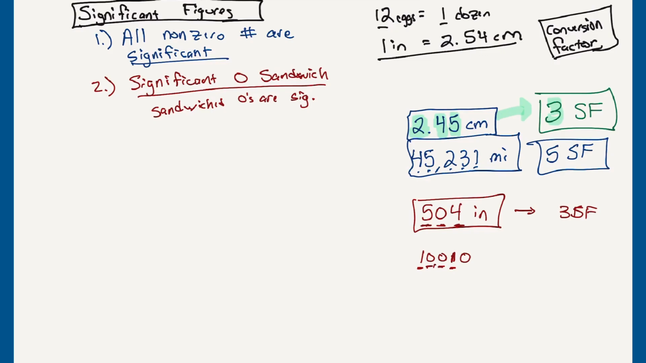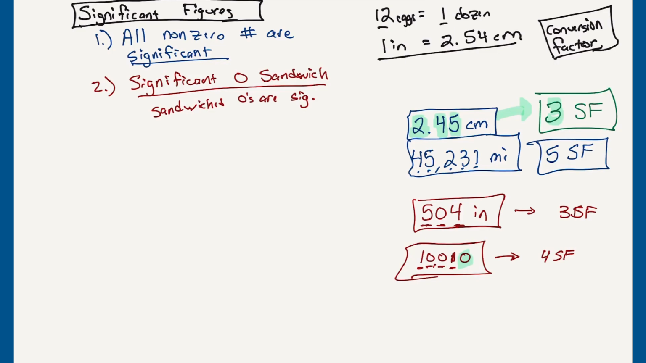Now, the question is this one right here. This 0 is not sandwiched in between them, so therefore it is not significant. It is just a placeholder. And so therefore this number has 4 significant figures. Okay, that's rule number 2.